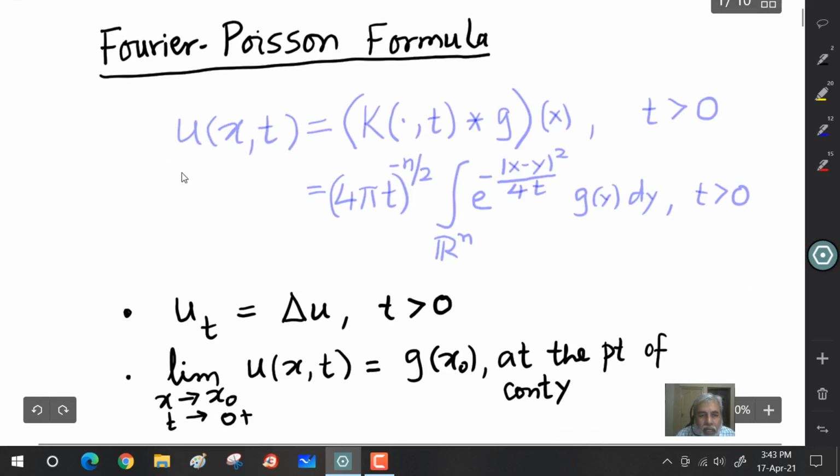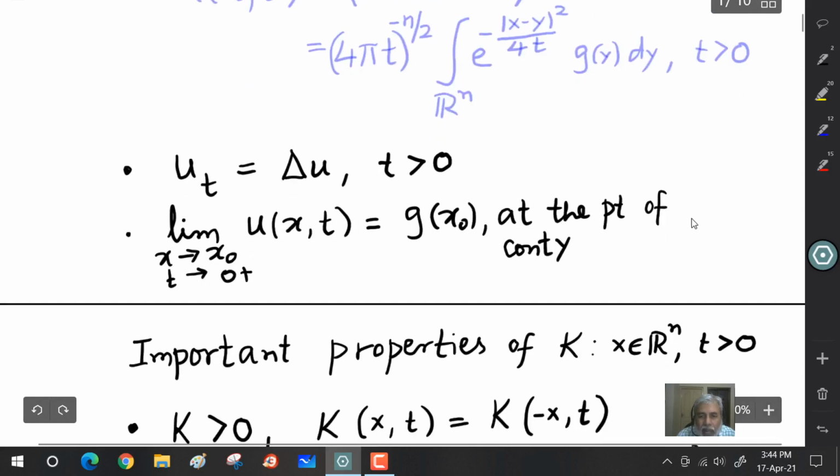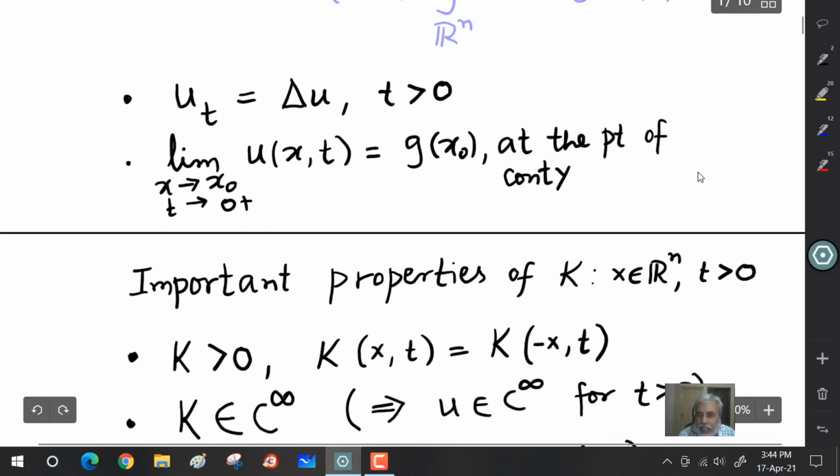Okay, and again recognize that in the Fourier-Poisson formula, this solution U is defined as the convolution of the fundamental solution with initial data. Okay, and then we verified that this U given by the Poisson formula is indeed a solution of the heat equation for T positive, and at T equal to 0 it satisfies the initial condition in this limiting sense. Okay, so that should be borne in mind.